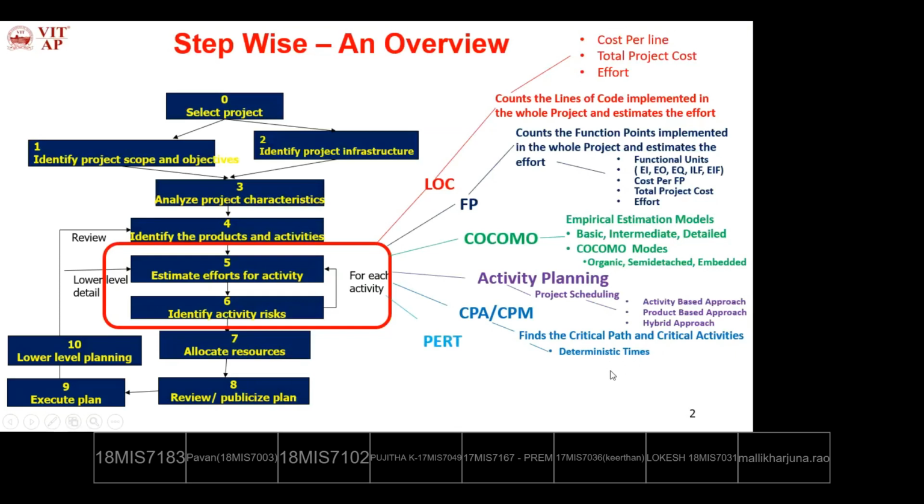Then we'll use another methodology called PERT in this step, identifying activity risks. Program evaluation review technique. So PERT and CPM are similar in a way. We are trying to find the critical path. These two are differentiated in one way that we'll see. PERT is also used to find the critical path and critical activities, and to estimate the probability of meeting or missing target dates.